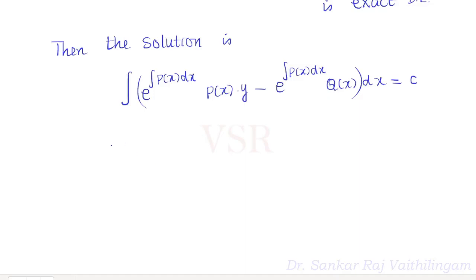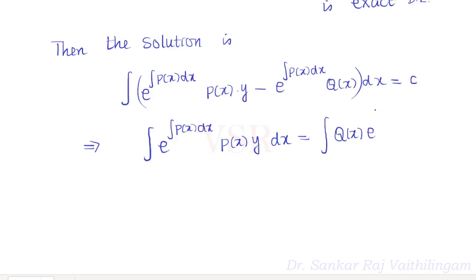அப்ப எழுதும்போது என்ன பண்ணலாம் அப்படின்னா this implies that we are having this integral of e to the power integral p of x dx into p of x into y into dx, which is equal to integral of q of x into e to the power integral p of x dx into dx plus c. Let us have a close look at here.